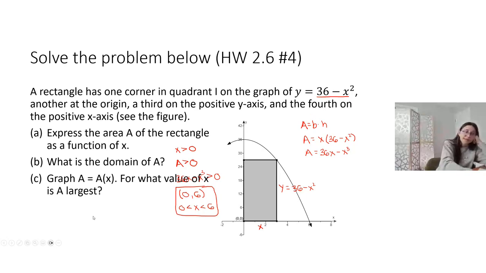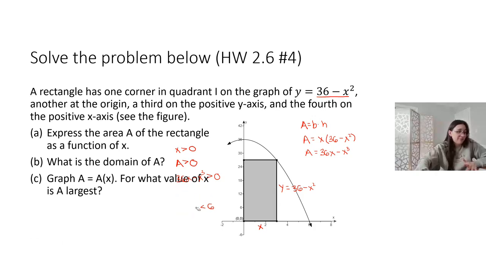Right. And then, like I said, we're going to be graphing for part C. So we already graphed our function, and then we want to figure out for what value A is the largest. I'm going to erase a little bit here. And so we're asking for where's our maximum, at what value of x are we going to have that maximum? And so in order to find that, we are going to need to adjust our window in our calculator.